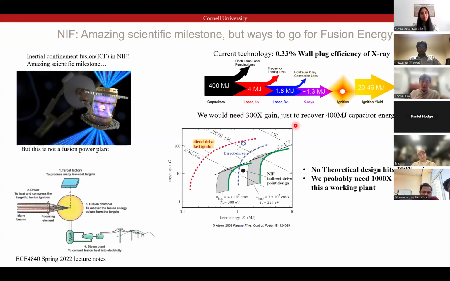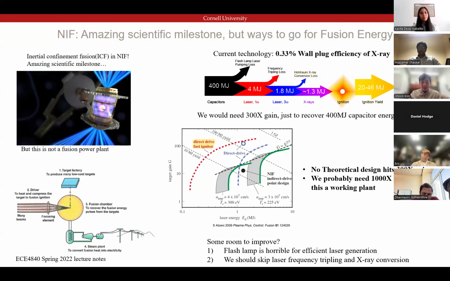And I'm a theory person, so theory people always like to extrapolate their numbers. So this is a kind of theory scaling of how high the gain is. And even theoretical papers don't cite 300 times gain. People usually say 100 and then they stop there because everything is a little bit fantastic. And this probably needs 1,000 times gain to make a working power plant. So there's certainly some room to improve.